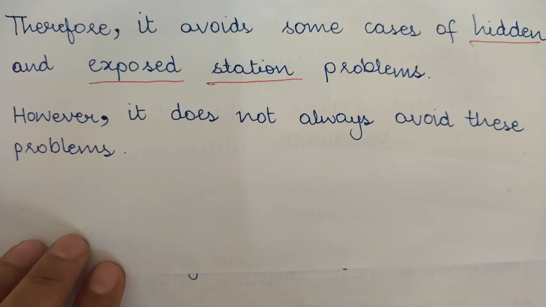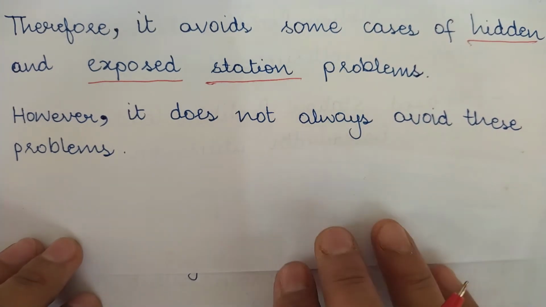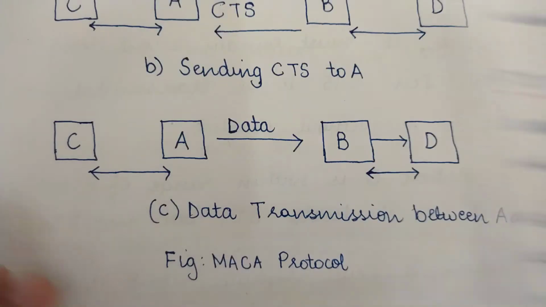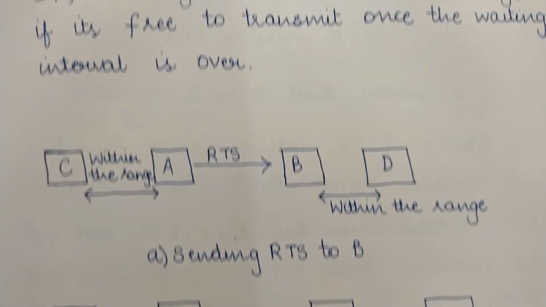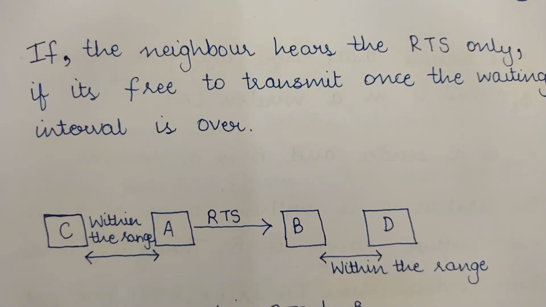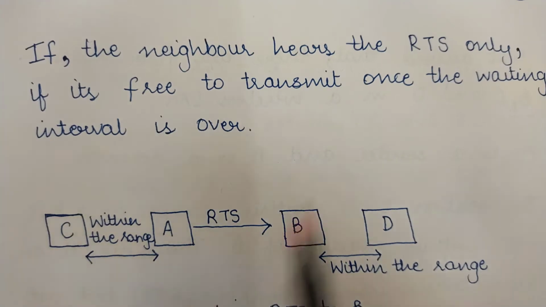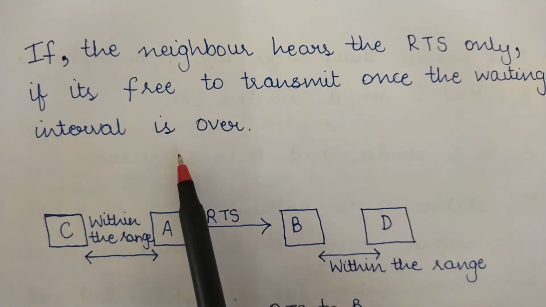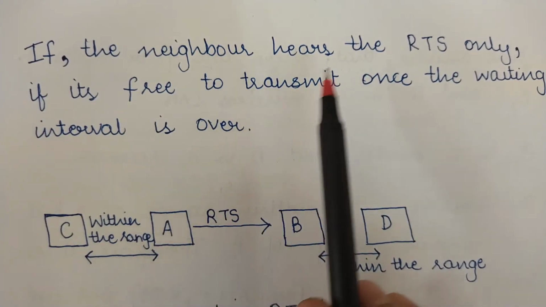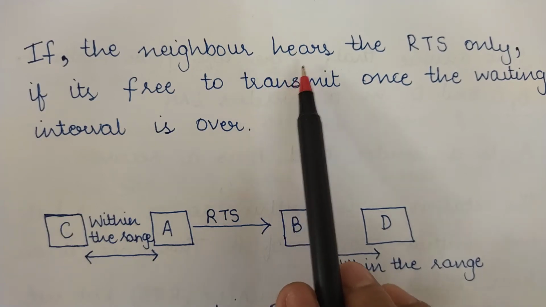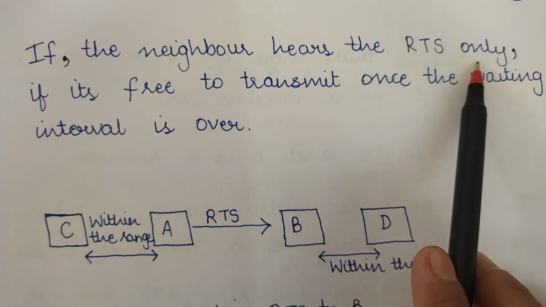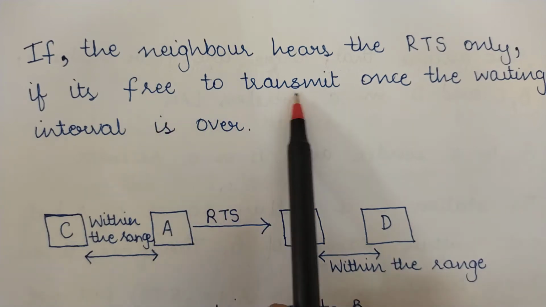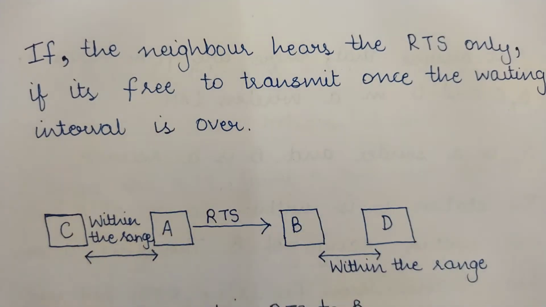However, it does not always avoid these problems. To some extent, it can avoid the hidden station and exposed station problems, but it does not guarantee to avoid them always. If the neighbor hears the RTS only, and does not hear the CTS, then it is free to transmit once the waiting interval is over. So basically, if the neighboring nodes of the sending and receiving nodes hear the RTS only, then they are free to transmit once the waiting interval is over.